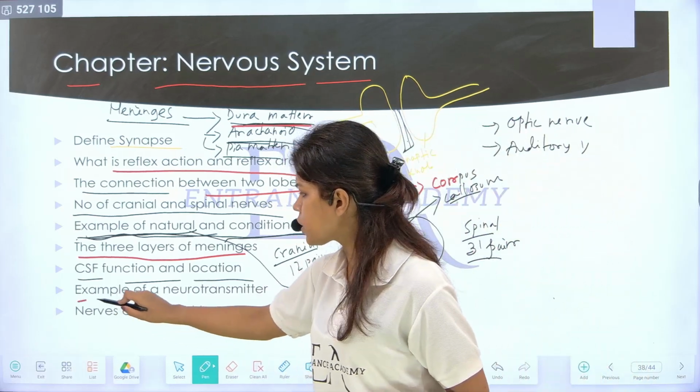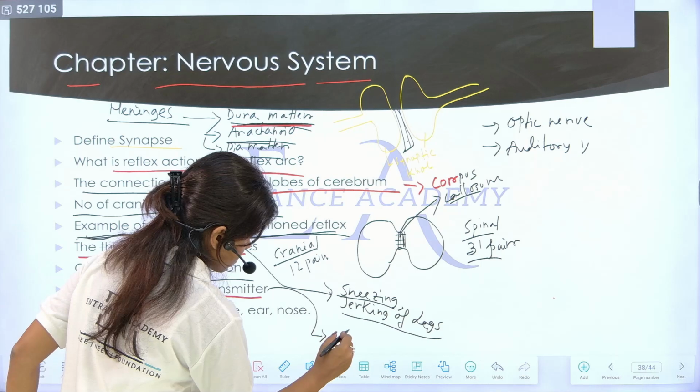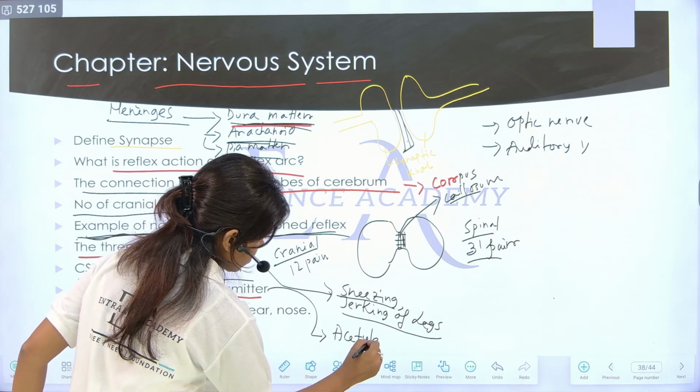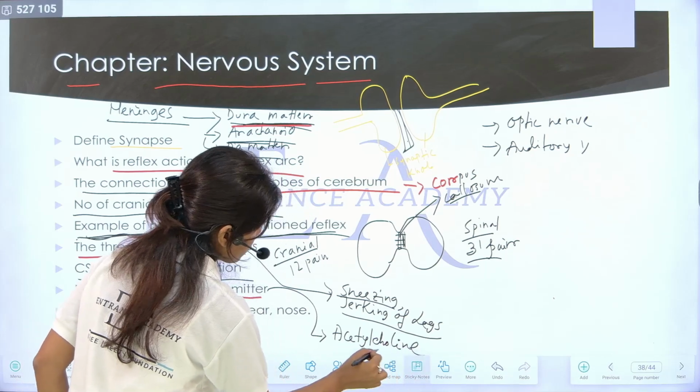Example of a neurotransmitter. This is acetylcholine. It is an example of a neurotransmitter.